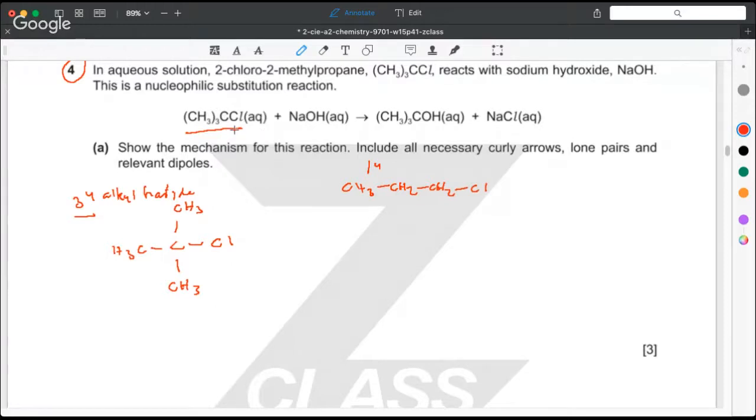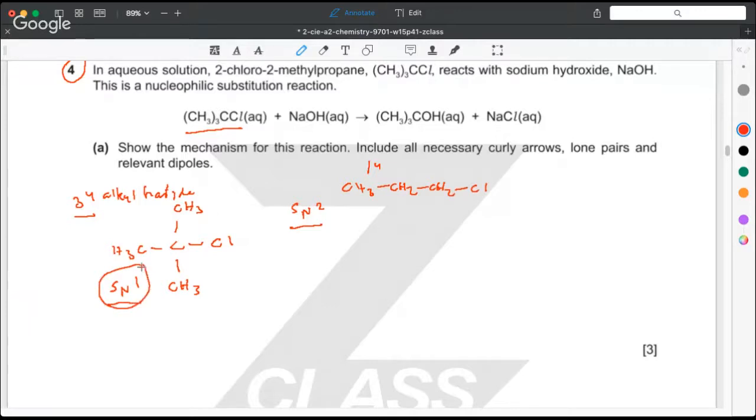And if you check in every single textbook, and we'll see why in a moment, you get something called an SN1 mechanism for tertiaries and an SN2 mechanism for primaries. Okay, and in the mark scheme, they give an SN2 mechanism, but it should be an SN1 mechanism. So why that's in the mark scheme, I can't tell.